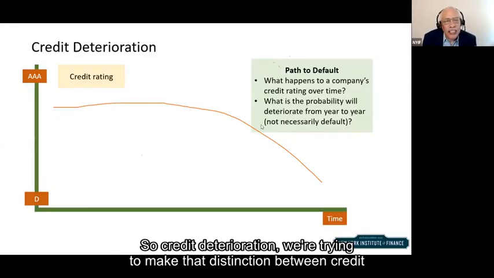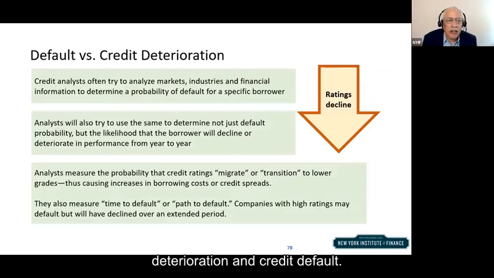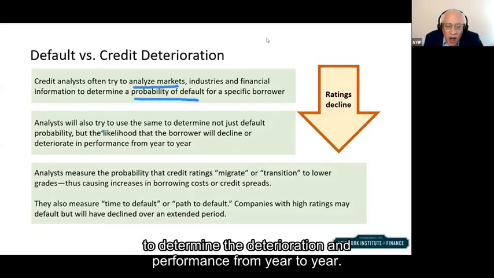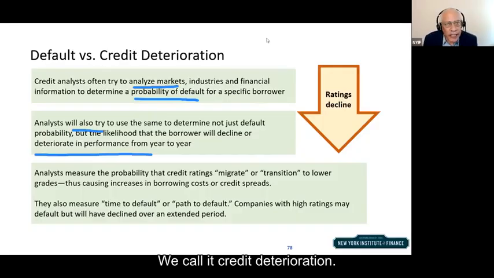So with credit deterioration, we're trying to make that distinction between credit deterioration and credit default. Analysts often analyze markets and try to determine the probability of default, but they also try to determine the deterioration and performance from year to year. We call it credit deterioration. It's also called migration or transition.